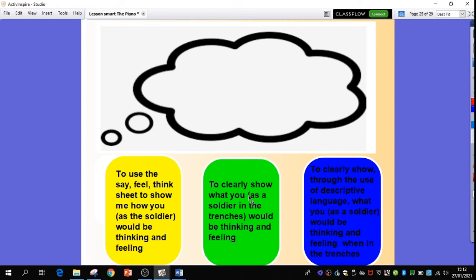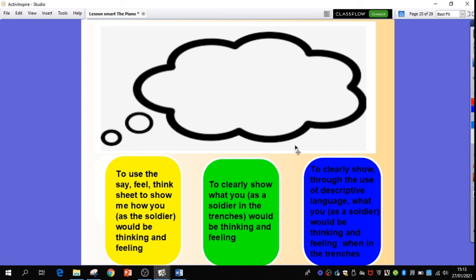So this is really going to set you up well if you do it clearly and effectively. Blue group, I want you to clearly show through the use of descriptive language what you, as a soldier, would be thinking and feeling when living in the trenches. So there are your 3 different tasks, yellow, green and blue group.